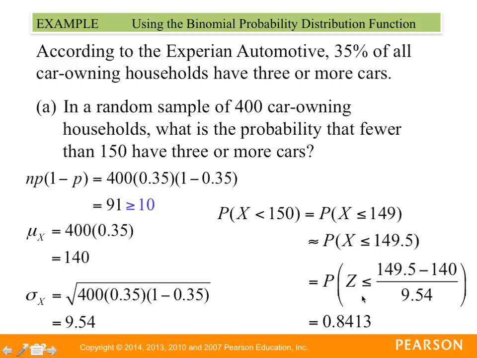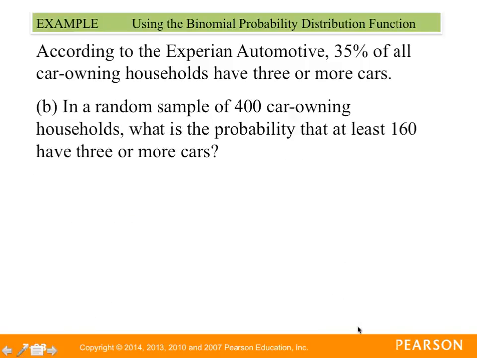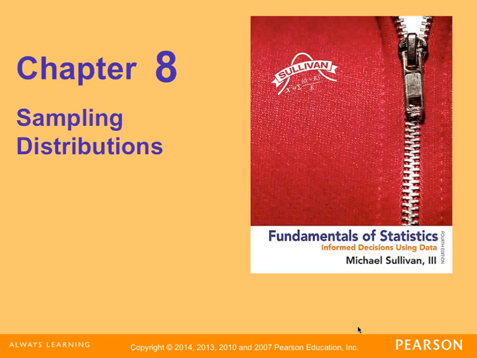So what we do for that is we calculate our z-score. You have what you're interested in, which is 149.5, minus your mean, which is 140, divided by your standard deviation, which is 9.54, and you get 0.8413. We're going to skip B and move on to chapter 8, just so I can make sure we talk about a couple of things in this chapter.